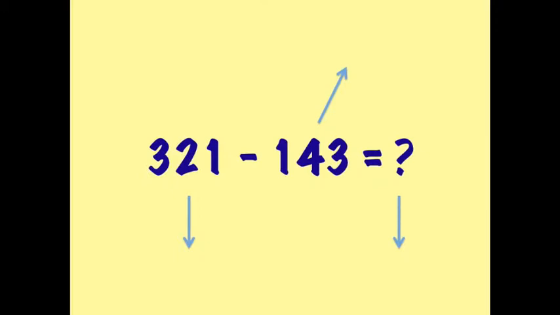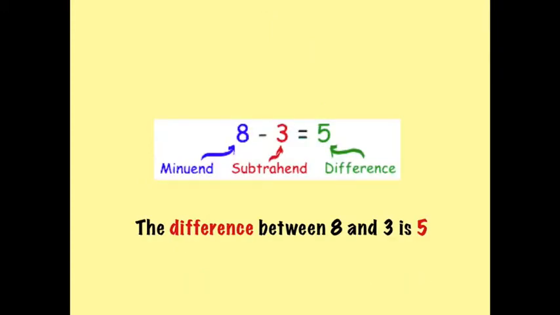the terminology used to describe the different parts of a subtraction sentence. First, we have the minuend, the number from which another number is subtracted, the subtrahend, a number that is subtracted from the minuend, and lastly, the difference, which is the result of subtracting one number from another. For example, the difference between 8 and 3 is 5.